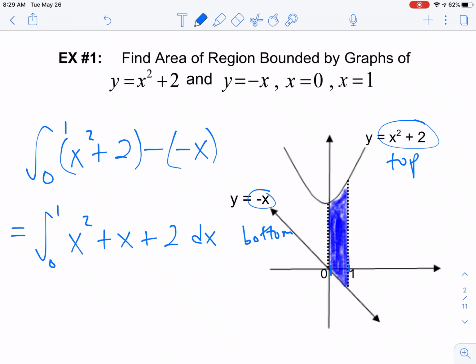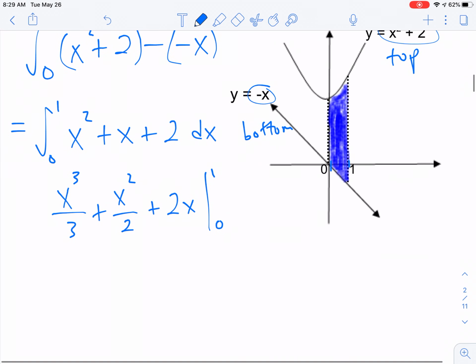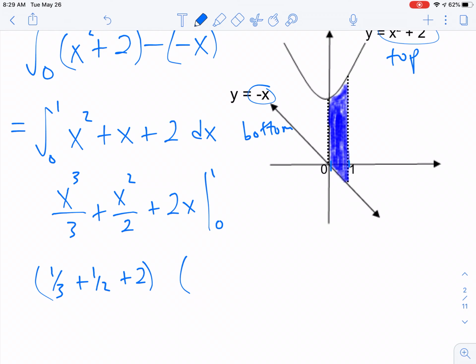You do the integral of all of them. So we're going to get x cubed over 3 plus x squared over 2 plus 2x. You evaluate from 0 to 1. So we're going to plug the 1 in. We're going to plug the 0 in, which we're just going to get 0 plus 0 plus 0.